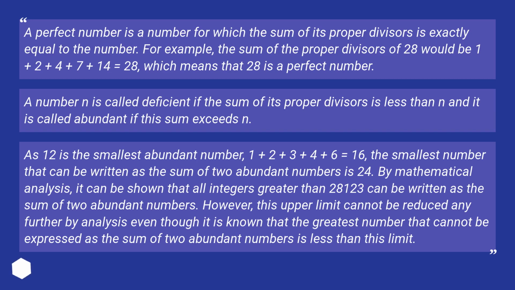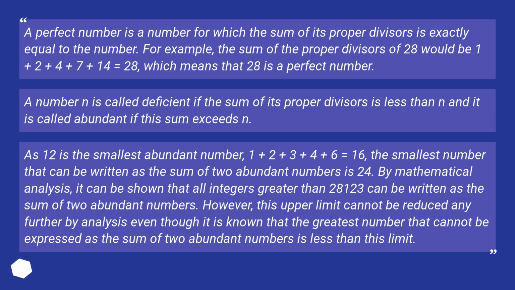A number n is called deficient if the sum of its proper divisors is less than n, and it is called abundant if this sum exceeds n. As 12 is the smallest abundant number, 1 plus 2 plus 3 plus 4 plus 6 equals 16. The smallest number that can be written as the sum of two abundant numbers is 24.